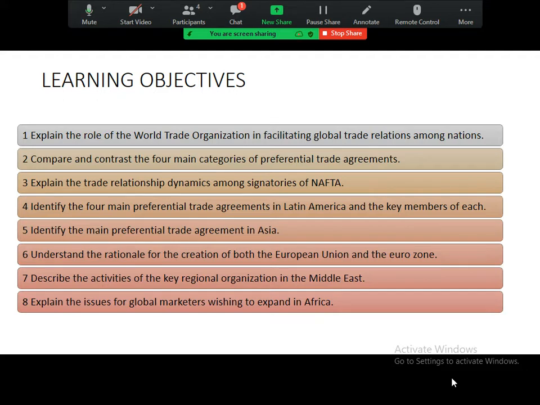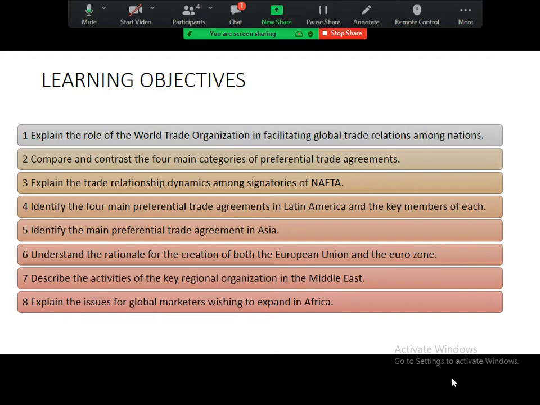Then we will compare and contrast the four main categories of preferential trade agreements. Then we will explain the trade relationship dynamics among the signatories of NAFTA. Then we will identify the main preferential trade agreements in Latin America and the key members of each. Then identify the main preferential trade agreement in Asia.